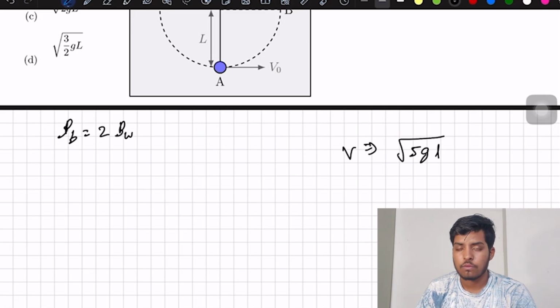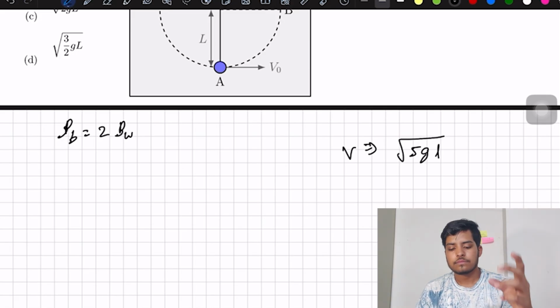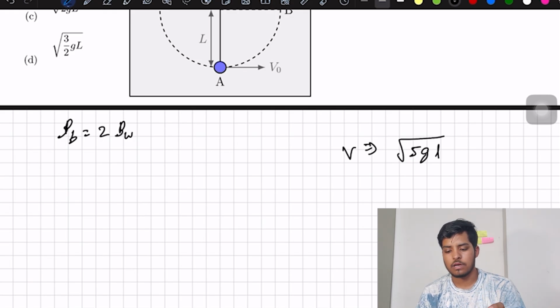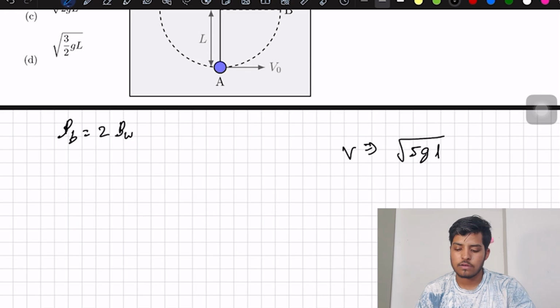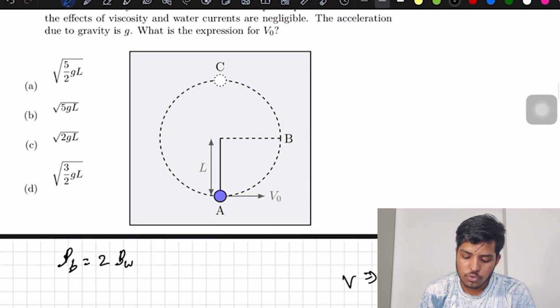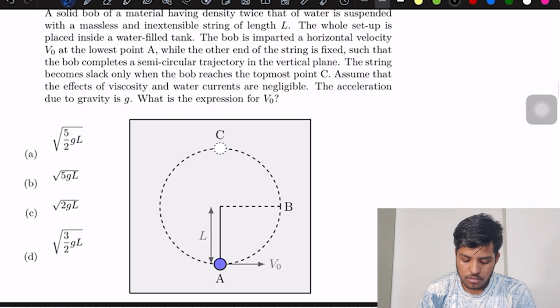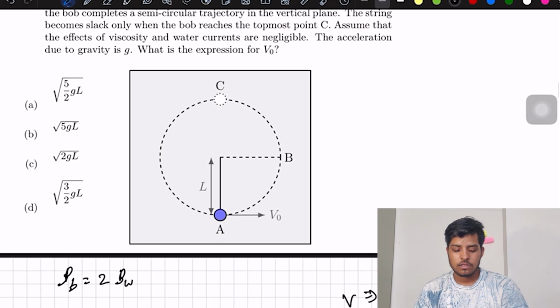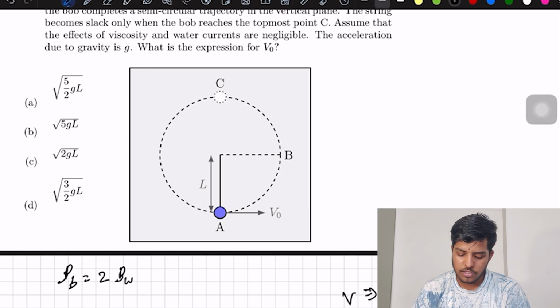We can find this by writing one equation of energy conservation, and one force equation, mg equals mv square by r. So simply we'll get velocity equals under root 5gL, and g should be g effective. Now the question is totally dependent upon g effective, right? So let us find g effective.